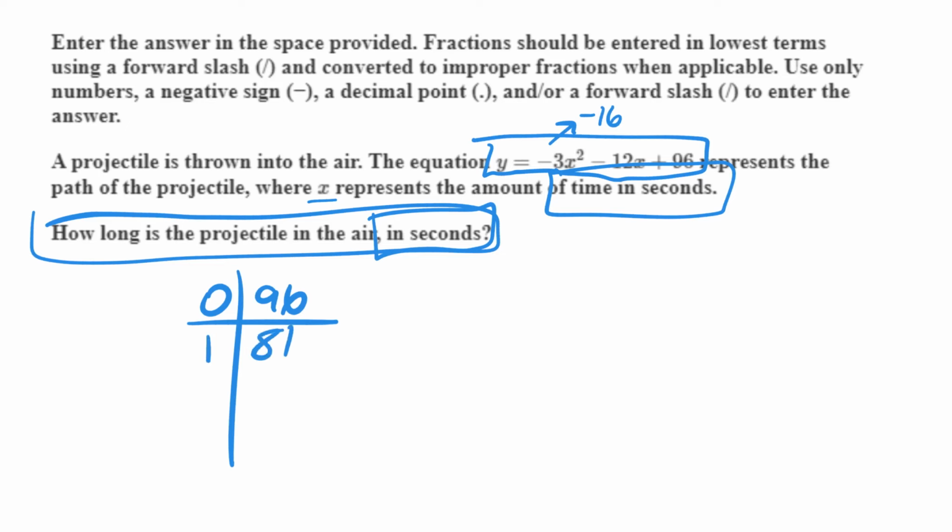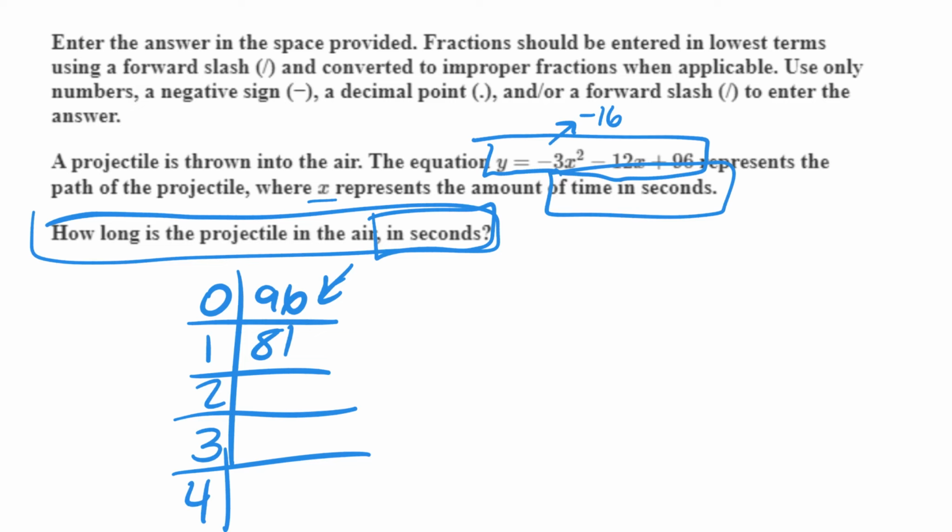So when I graph this thing and I look at the table, here's the table I see. 0, 96, 1, 81. Let's talk about what this means. After 0 seconds, the projectile's at 96. Well, that means it was shot from an elevation in the first place. So after 1 second, it's at 81. After 2 seconds, it's at 60 feet. At 3 seconds, it's at 33. And at 4 seconds, it's at 0.